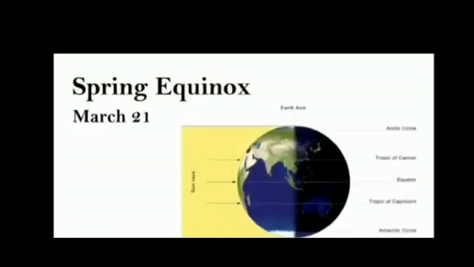So, let's start first with the spring equinox. March 21st is the spring equinox. The overhead sun is over the equator, so the equator receives maximum heat. The angle of the sun decreases as we go towards the poles. The length of day and night are the same in both hemispheres and they receive an equal amount of solar radiation. After this day, it is spring in the northern hemisphere, where the day is longer than the night, and it is autumn in the southern hemisphere, where night is longer than the day.